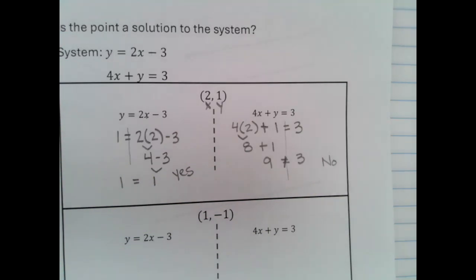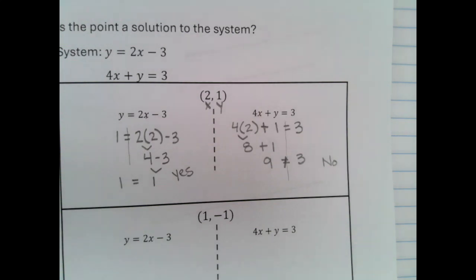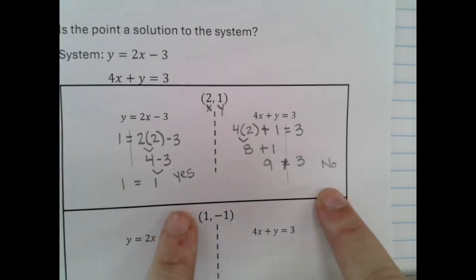The sides are different. So if I have a yes and a no, all together, is this a solution to the system or is it not a solution? Does it work for both?